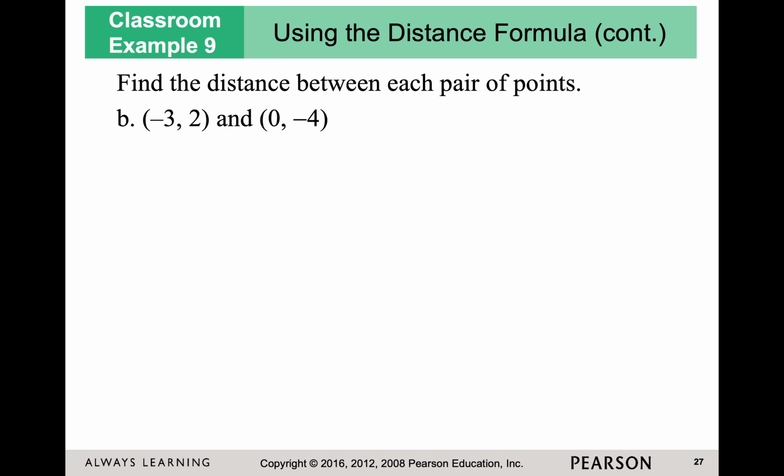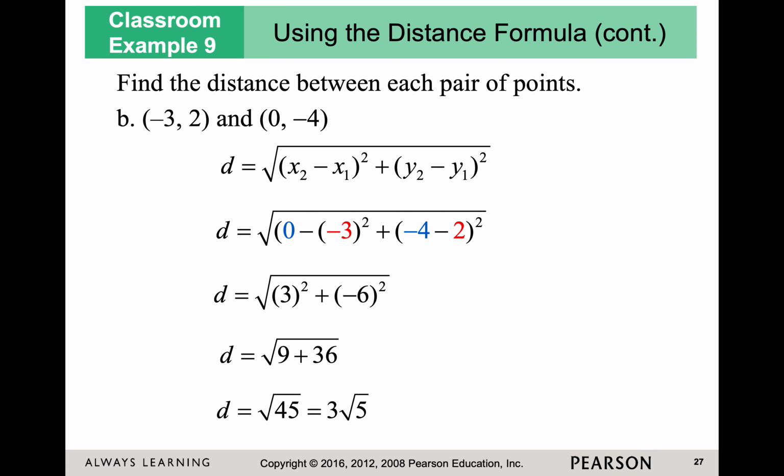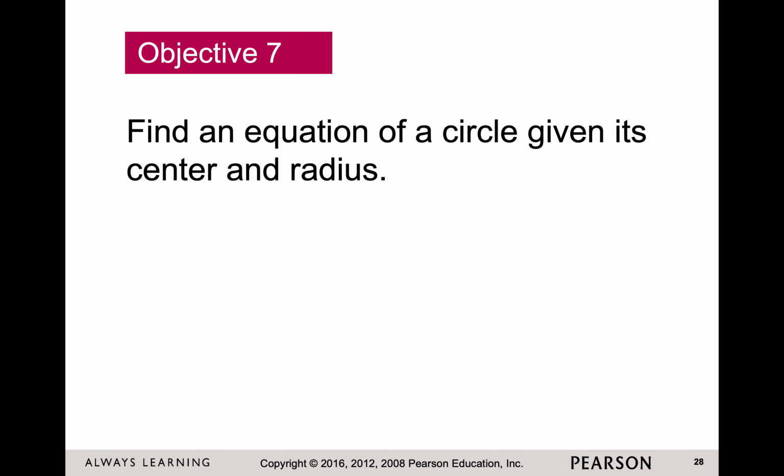Same question here. I'm doing a similar operation. x1 is -3, y1 is 2. x2 is 0, y2 is -4. I'm going to plug in the distance formula. Again, you can type 0 minus -3 in your calculator. -4 minus 2, you can type that in your calculator if you're not totally comfortable. Then you're going to square them, add them together, and 45 is divisible by 9, so it's 9 times 5, which reduces to 3, because the square root of 9 is 3.